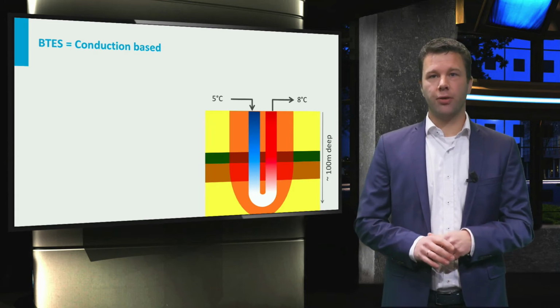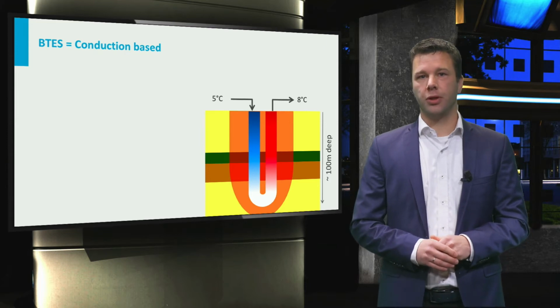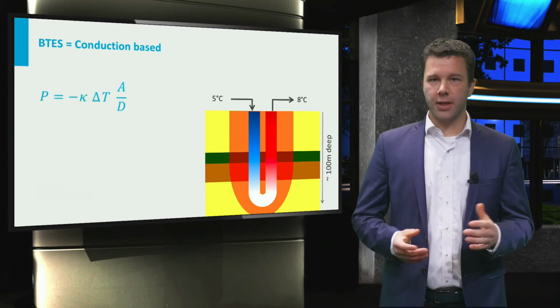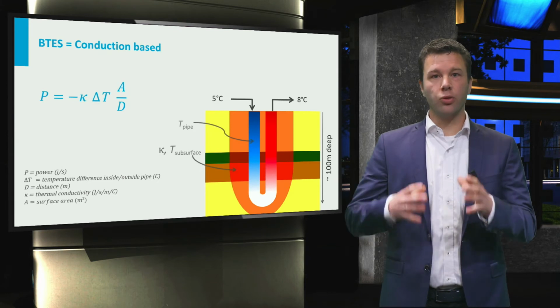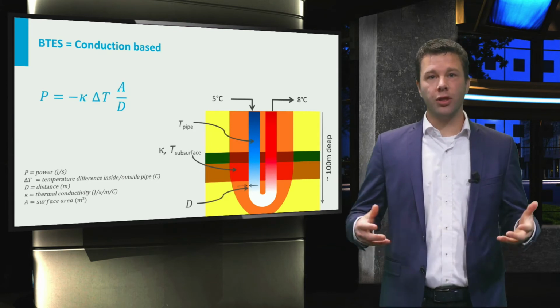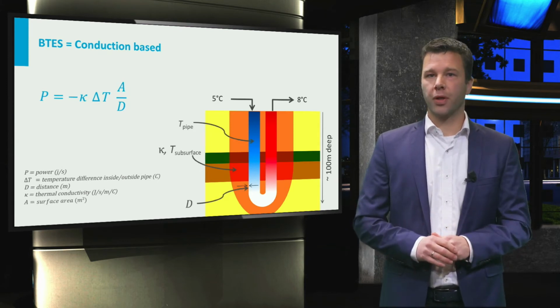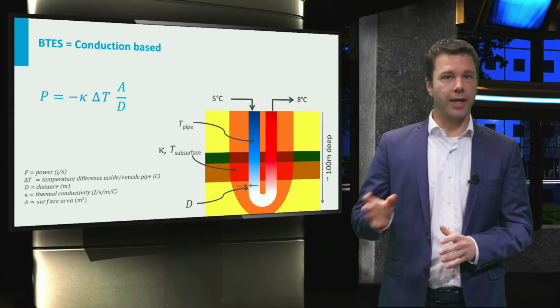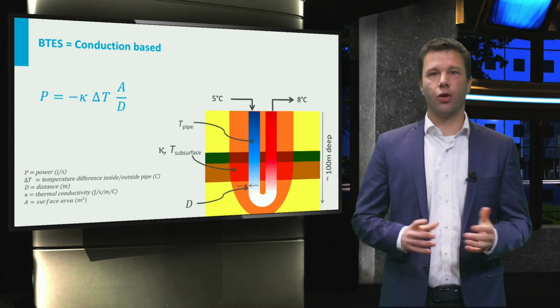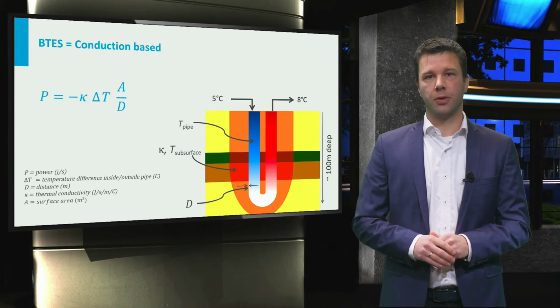This heat flow is calculated with the heat conduction equation. This says that the heat flow is determined by the total area of the tube over which heat conduction occurs, the temperature difference between inside and outside the pipe, and the thermal conductivity of the materials, kappa.